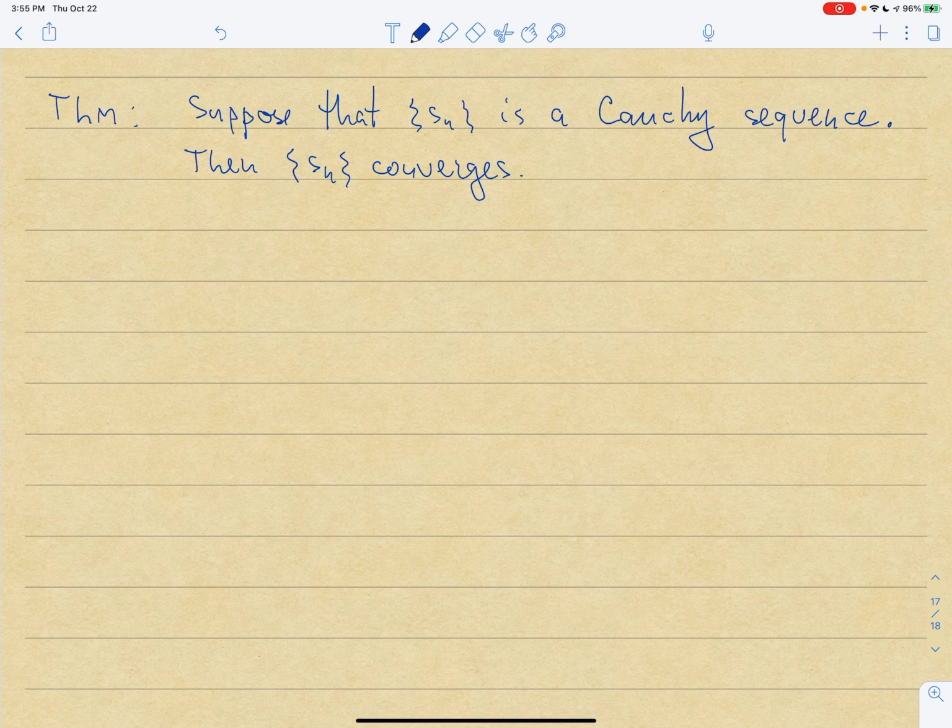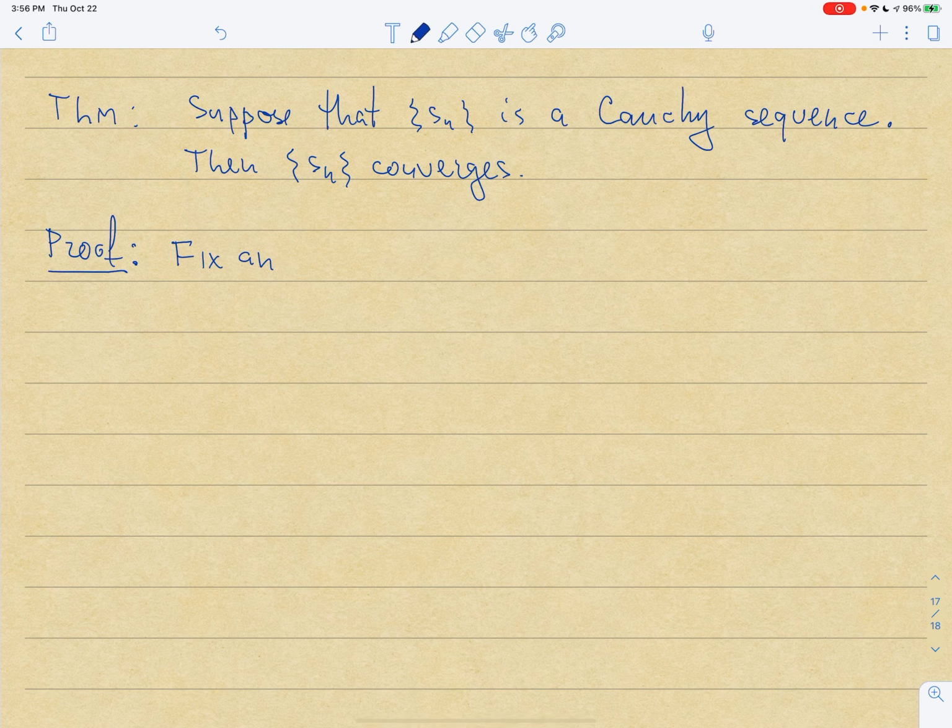All right, let's try to prove this. So first, let's recall the definition of a Cauchy sequence. I'm going to fix again an epsilon greater than 0. Then there exists capital N in R such that |Sn minus Sm| is going to be less than epsilon as long as n and m are bigger than capital N.